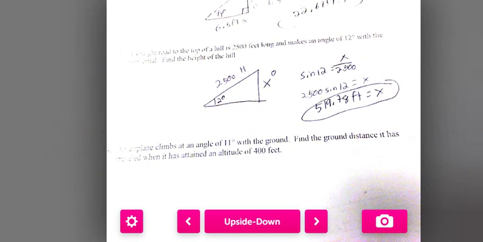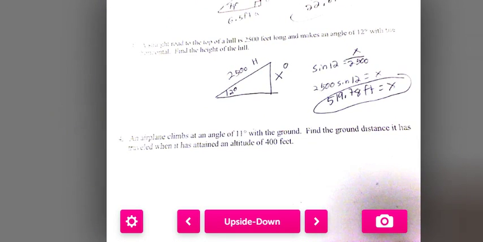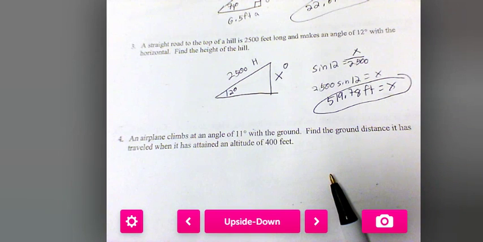Okay, we're going to do one more. Again, I want you guys to take a minute and try this one on your own. I think actually drawing the triangle is probably the hardest part. So please try this. An airplane climbs at an angle of 11 degrees with the ground. Find the ground distance it has traveled when it has attained an altitude of 400 feet. What does altitude mean, guys? Height. It's the height. It's straight up in the air.